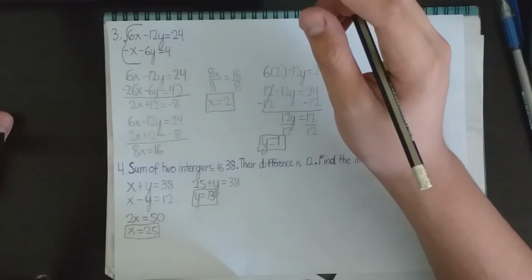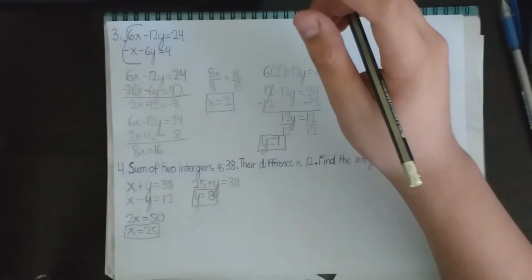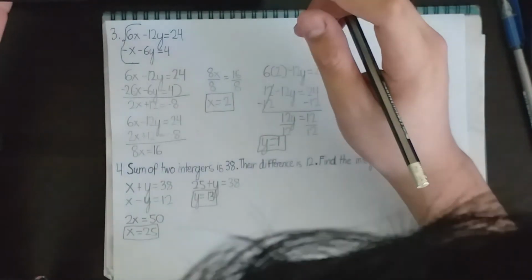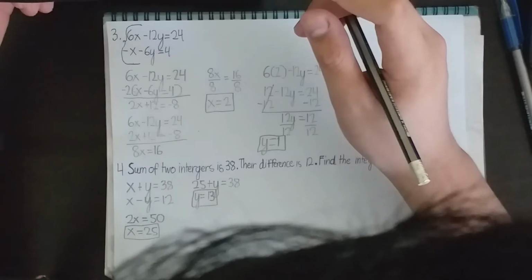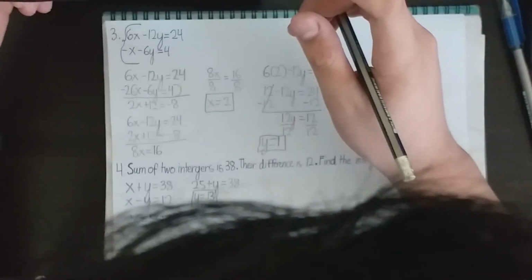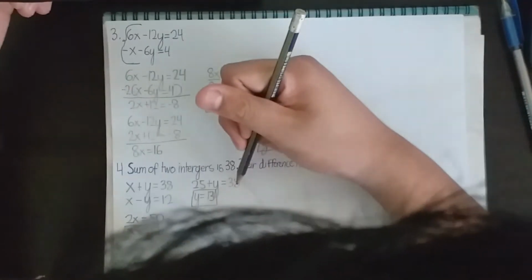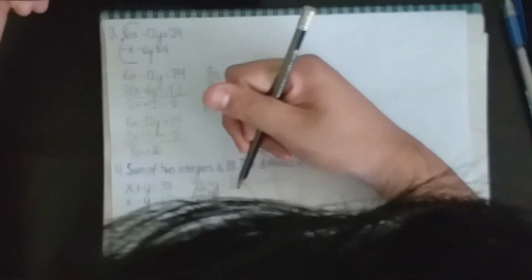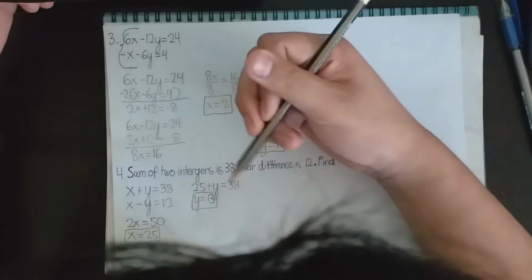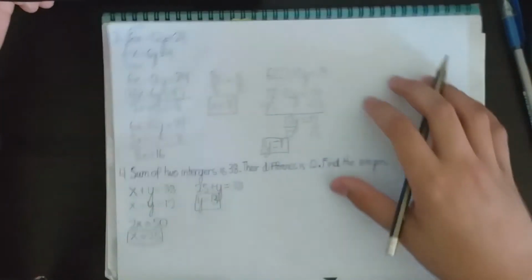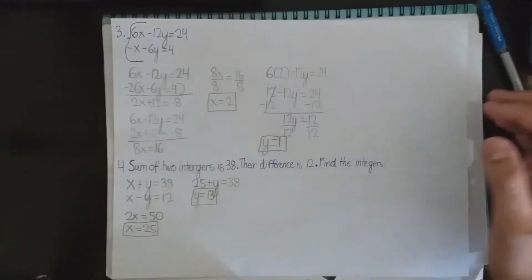which is your final answer for x. After that, we'll be substituting the x, which is 25, into the other equation: 25 plus y equals 38, and we will be transferring 25 to 38, which is 25 minus 25 is 0, and 38 minus 25 is 13, and your final answer is y equals 13. And this is your final answer for 4.